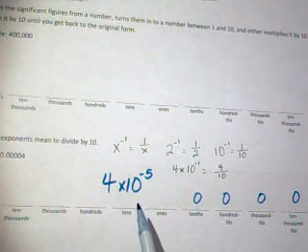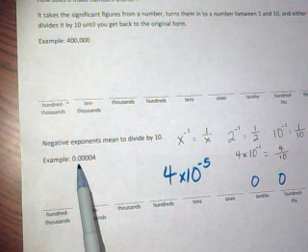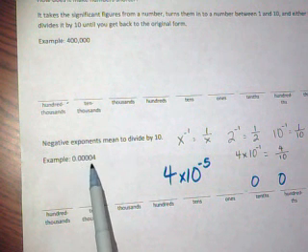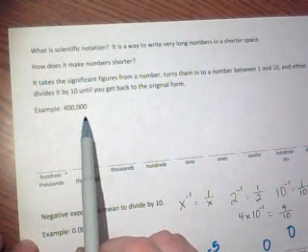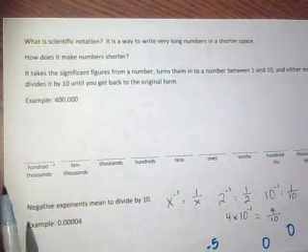So I needed 4 times 10 to the negative 5th, because I wanted to divide 4 by 10 5 times. Numbers that are very long decimal numbers are going to have negative exponents. Numbers that are very long but not decimal numbers are going to have positive exponents.